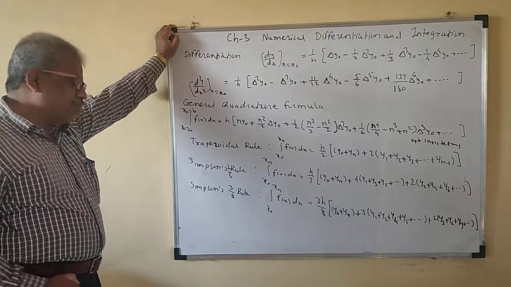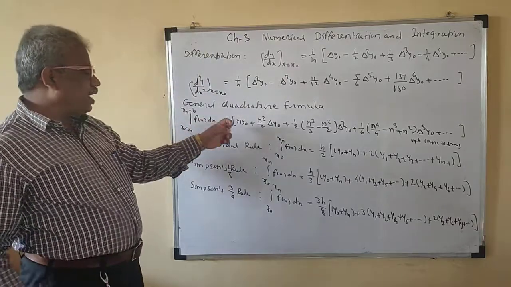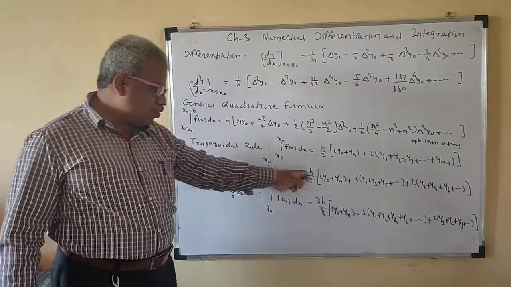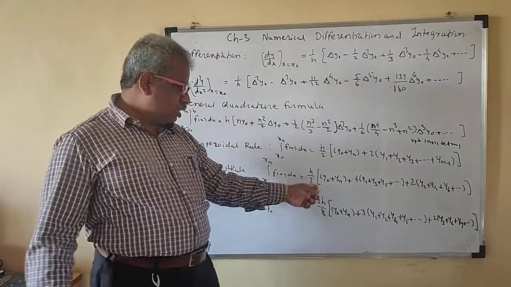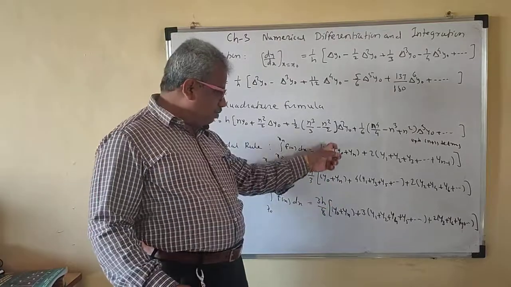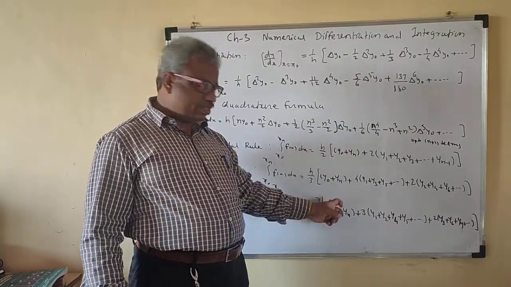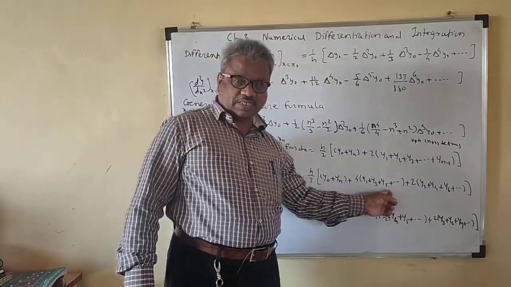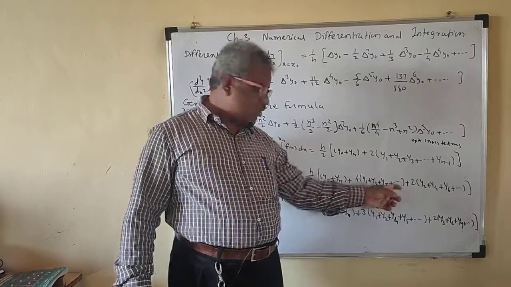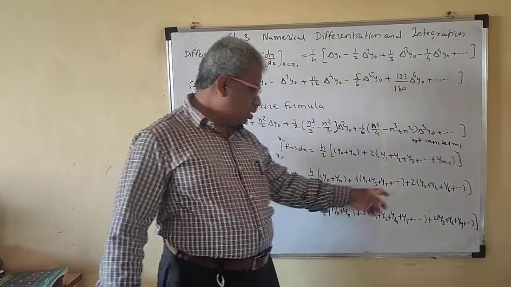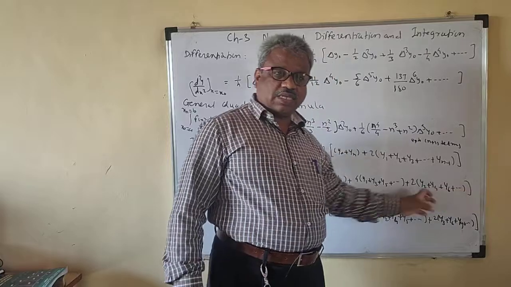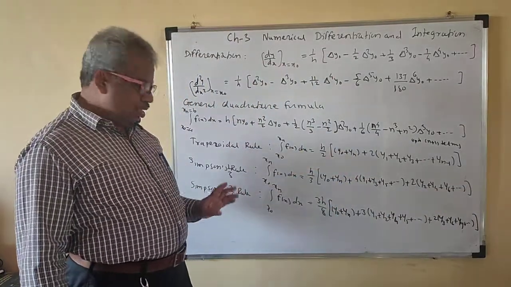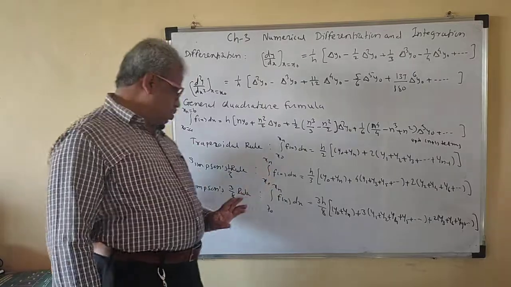So note this Simpson's 1/3 rule. If you put n is equal to 2, then we get Simpson's 1/3 rule. So h by 3 is there here. You have to add the extreme ones, y naught plus yn. 4 times the odd suffixes, y1, y3, y5, and so on. Plus 2 times the even suffixes. 4 times odd suffixes, 2 times even suffixes. So this is Simpson's 1/3 rule.